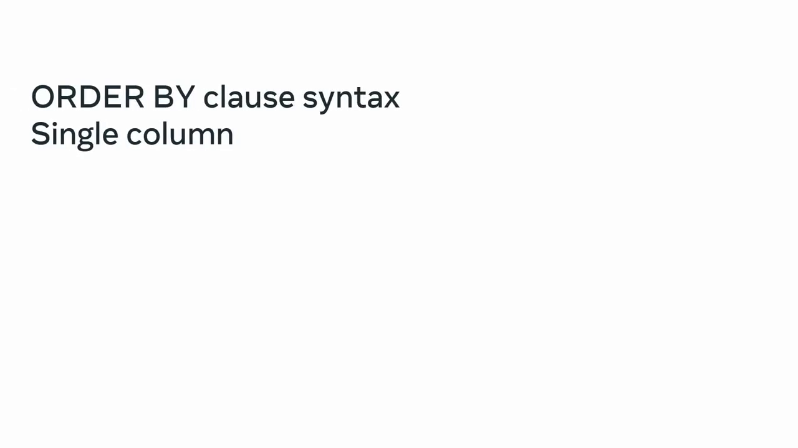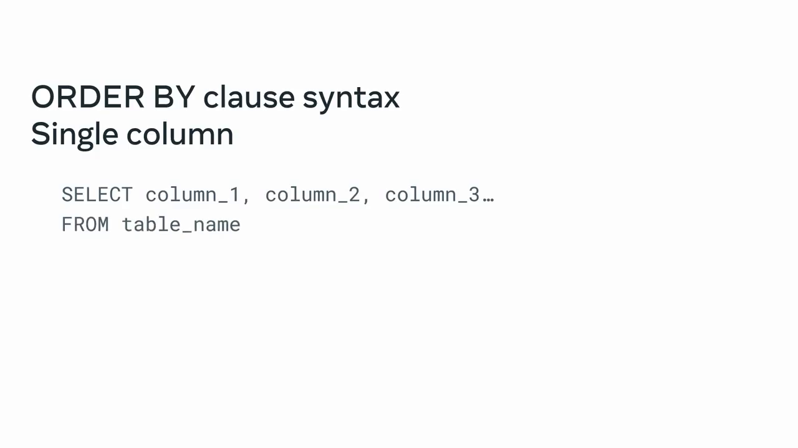In its most basic form, the syntax of the order by clause is as follows. It begins with a select statement, then a list of the columns to be sorted with each one separated by a comma. Next is a from keyword, followed by the name of the table to be sorted. Finally, the order by clause is added, followed by the name of the column to be sorted. At the end of the column name, state how you want the data to be sorted. You can do this by specifying ASC for ascending order or DESC for descending.